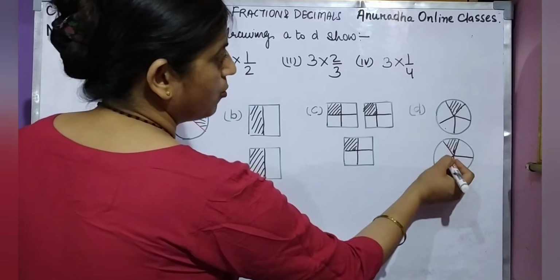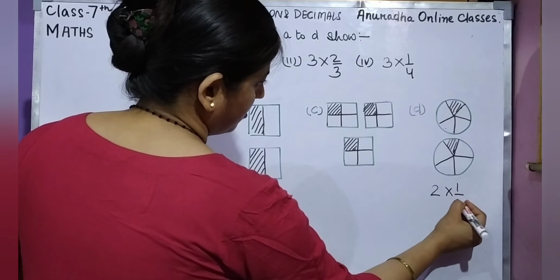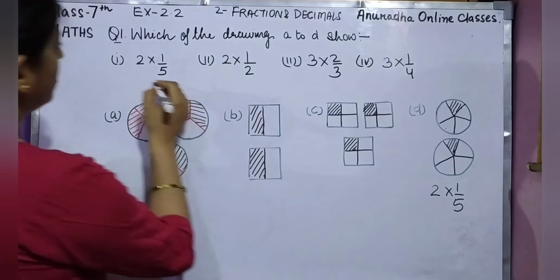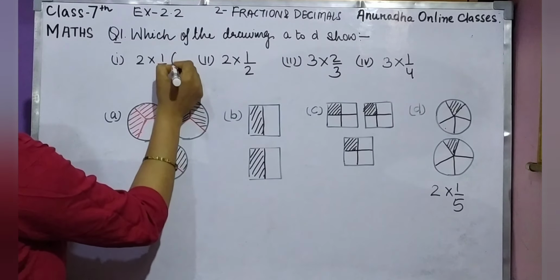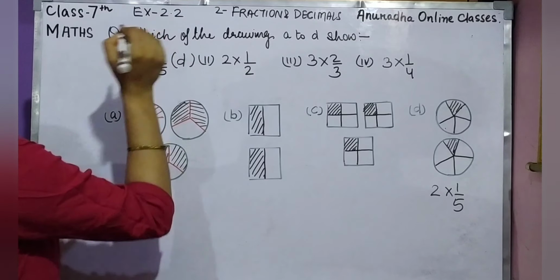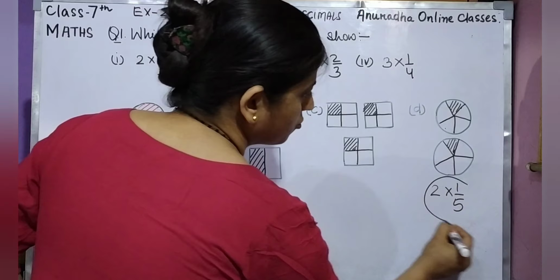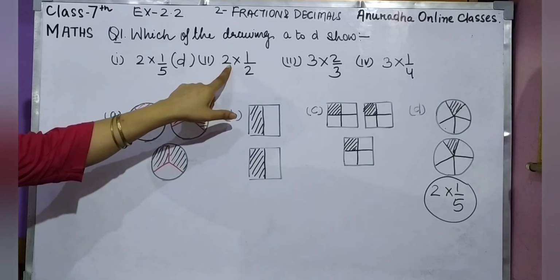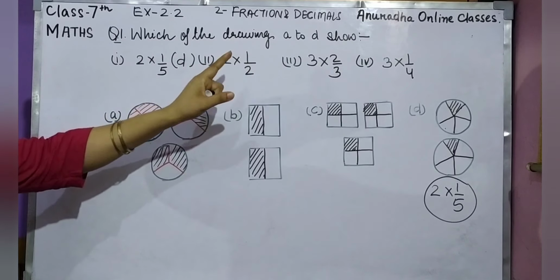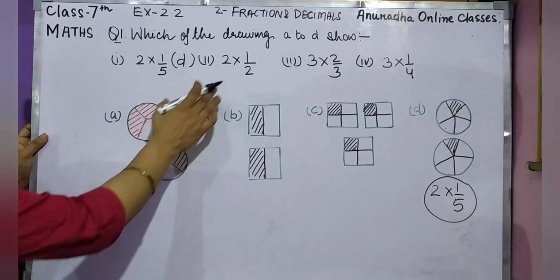Okay, and 2 boxes are there, that means this is what? 2 into 1 by 5. So how you will match this? You will match this. First का हमारा आंसर क्या मिला हमें? Will get D. Right? This is what? 2 into 1 by 5. Let us come to the second one. 2 into 1 by 2. Now let us see which is 2 into 1 by 2.